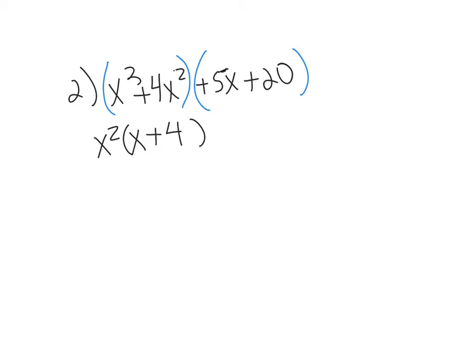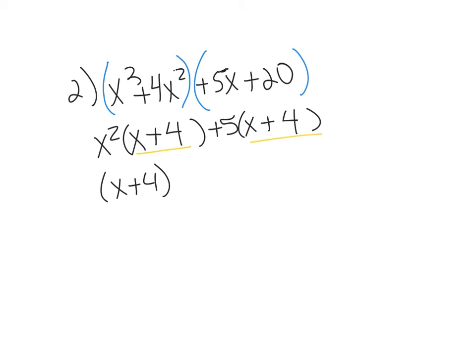Well, let's do the same thing to the second pair. I have a positive 5x plus 20. Well, 5x and 20 have a GCF of 5. I can factor out a 5. 5 times what will get me 5x? I'm just missing the x. 5 times what will get me 20? I am missing a 4. Well, ding, ding, ding. Do they have a common factor? Yes, I can pull out that x plus 4.